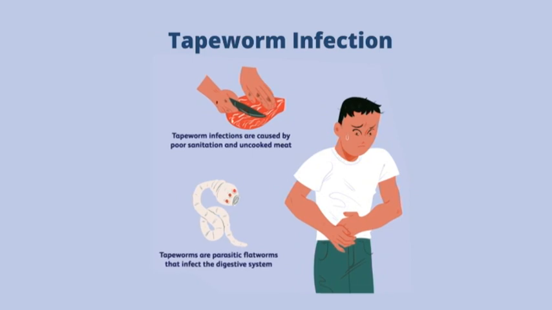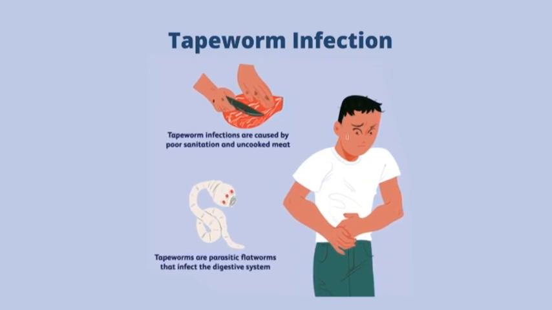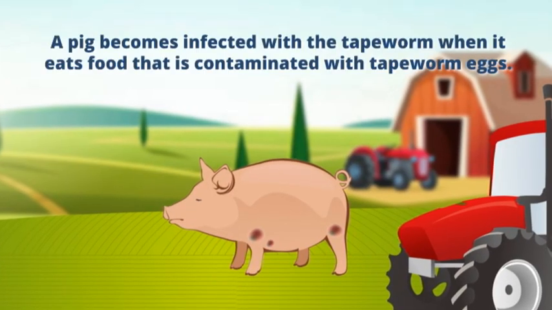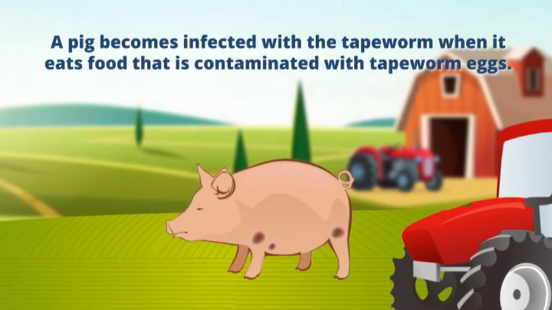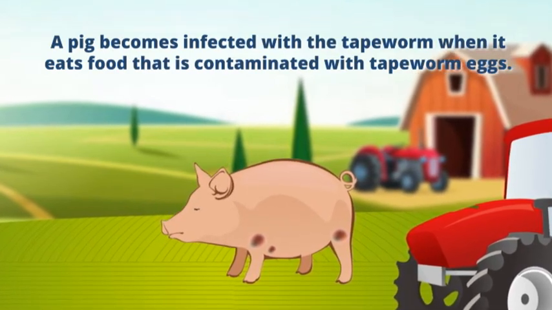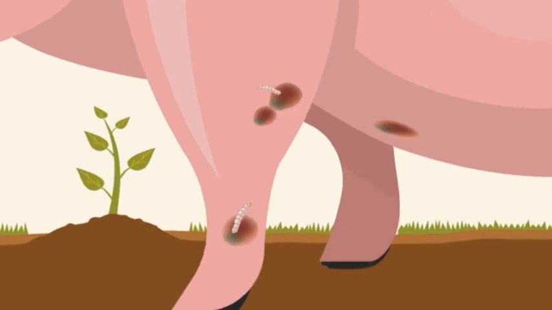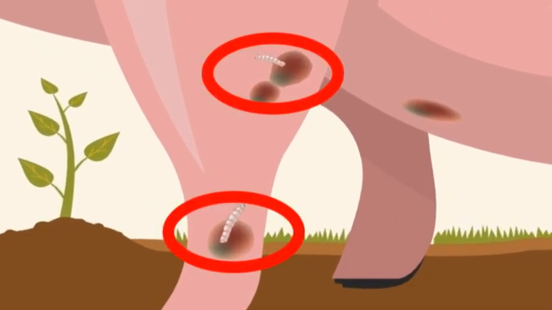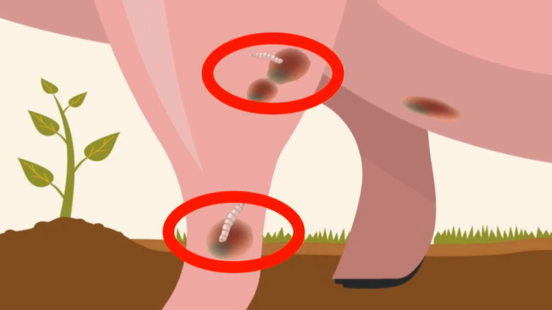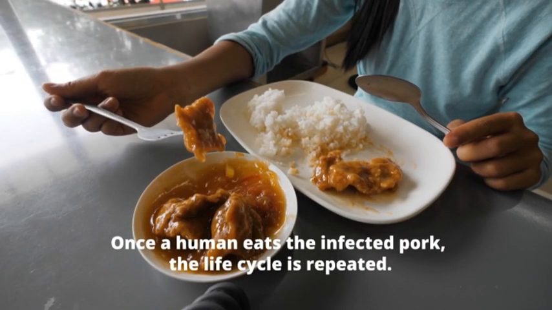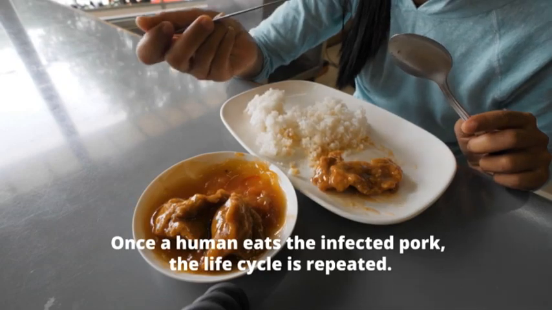The fertilized eggs are released along with human waste. A pig becomes infected with tapeworm when it eats food that is contaminated with tapeworm eggs. The fertilized eggs develop into larvae. These larvae settle in the muscles of the pigs. Once a human eats the infected pork, the life cycle is repeated.